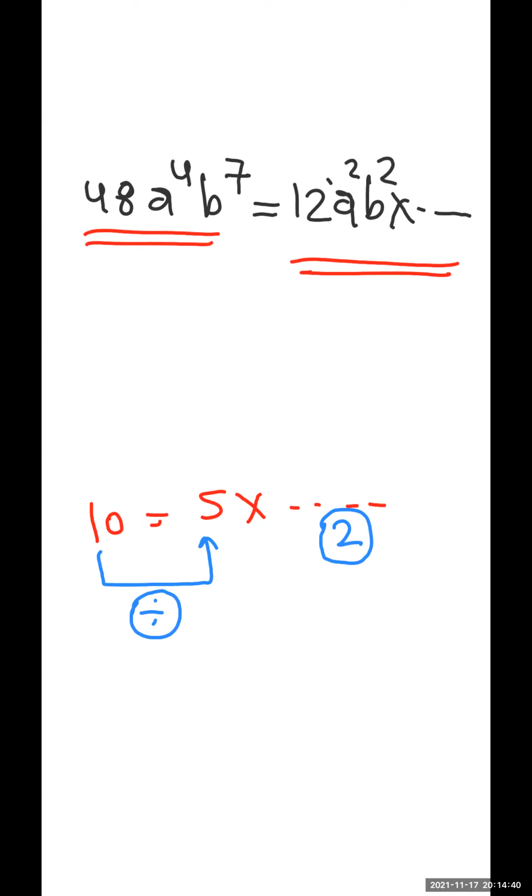So now, divide this term by this term. 48 divided by 12, it will be 4. a power 4 divided by a squared, a squared. b power 7 divided by b power 2, b power 5. Exactly. So I'm going to write it here. It will be 4a squared b to the power 5.